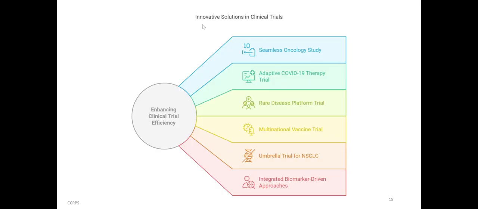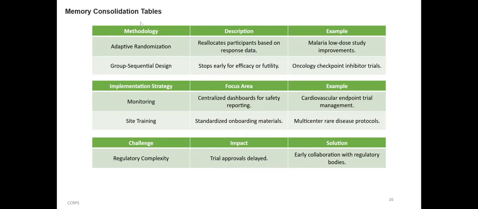And here is a diagram on innovative solutions in clinical trials enhancing clinical trial efficiency. We have seamless oncology study, adaptive COVID-19 therapy trial, rare disease platform trial, multinational vaccine trial, umbrella trial for NSCLC, and integrated biomarker-driven approaches. Memory consolidation tables, as here we have methodology, description, example. Methodologies: adaptive randomization and group sequential design. Implementation strategy, the focus area example. As implementation strategies, we have monitoring and site training. Challenge, impact, solution: as the challenge here we have regulatory complexity.